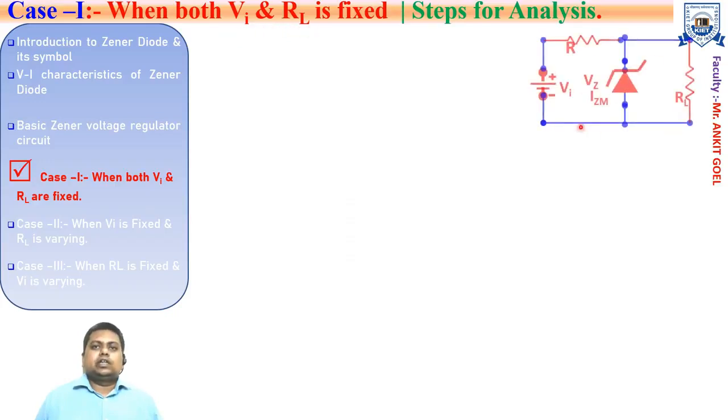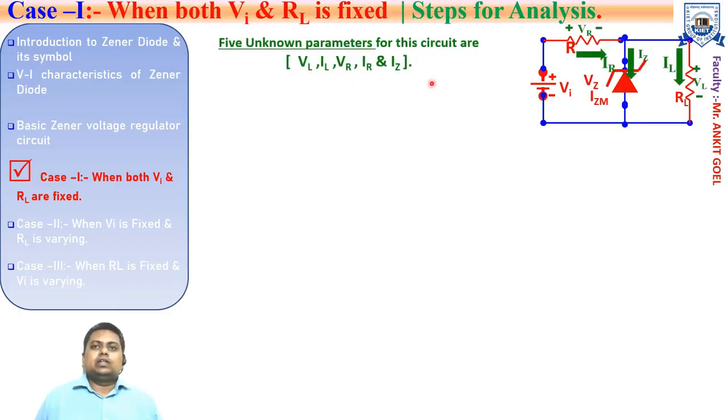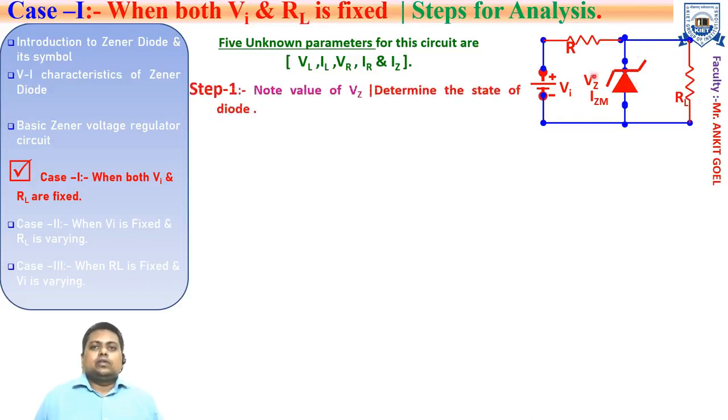This is the basic Zener diode regulator circuit, in which you need to find these five unknown parameters. VL and IL are the voltage and current across the load resistance. VR and IR are the voltage and current across the series resistance, and IZ is the current across the Zener diode. So first you need to determine the state of the diode, whether the Zener diode is operating in the on state or off state for given Vi, R, RL and Izm.